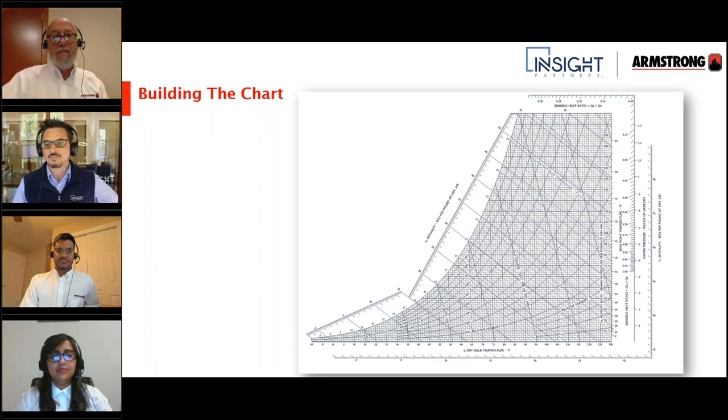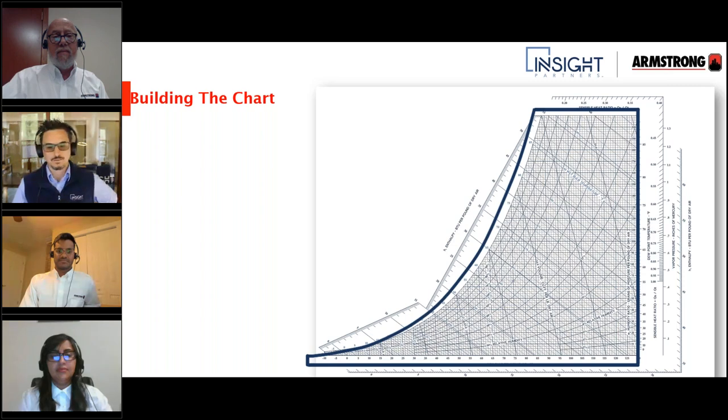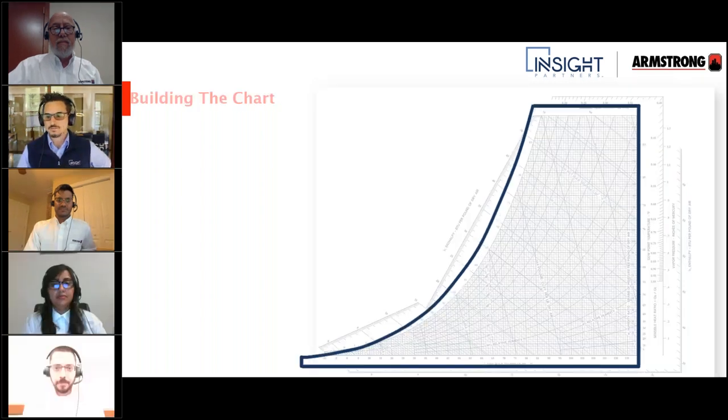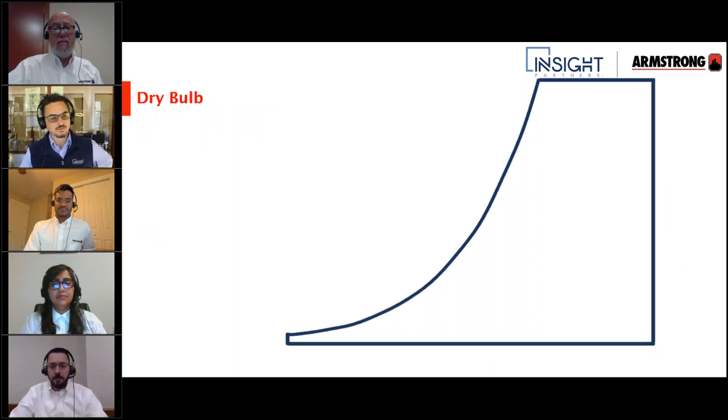Okay, all right, so let's break this down. I drew this. We're going to break this down basically into very, very simple lines and keep it real simple. This is going to represent the psychrometric chart. We're going to go through each property and put it on the chart and see how it all comes together. So let's talk about dry bulb first.